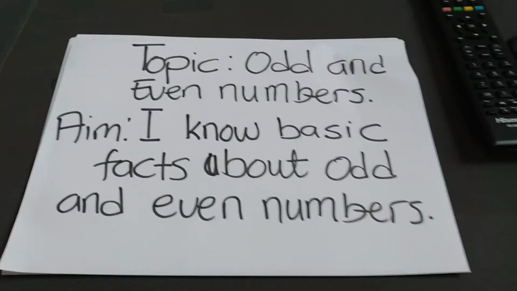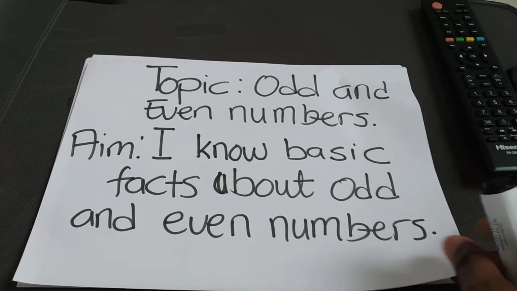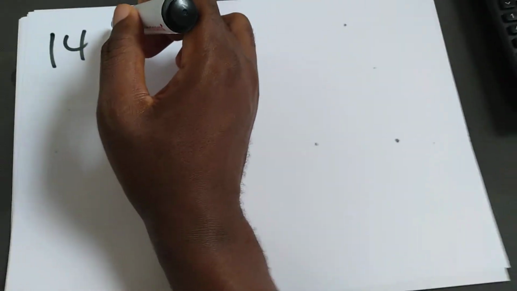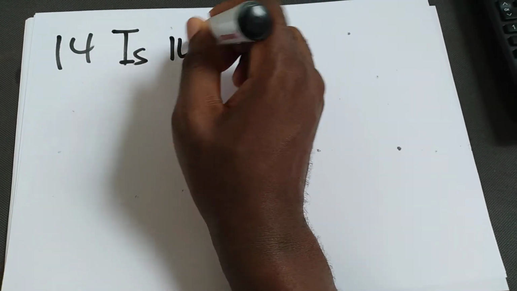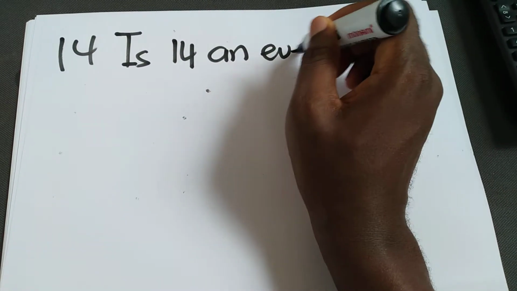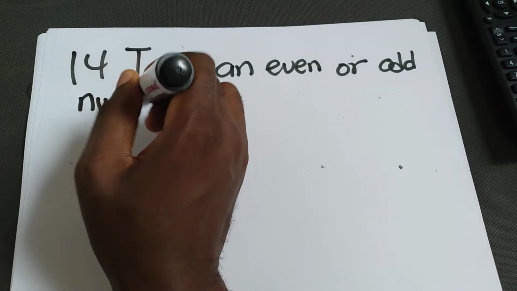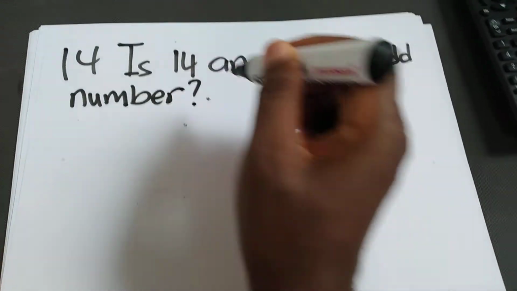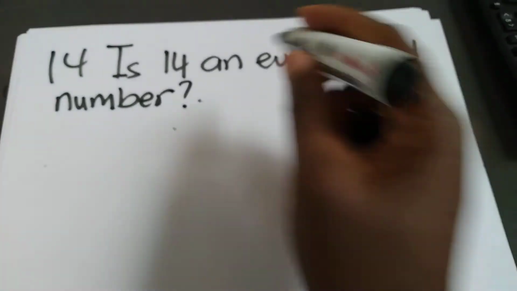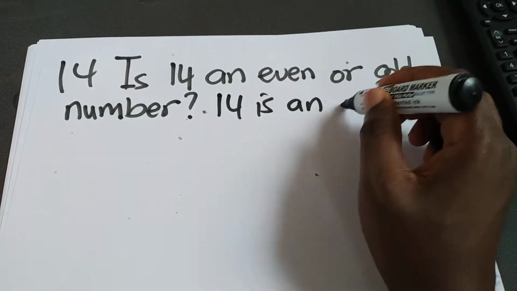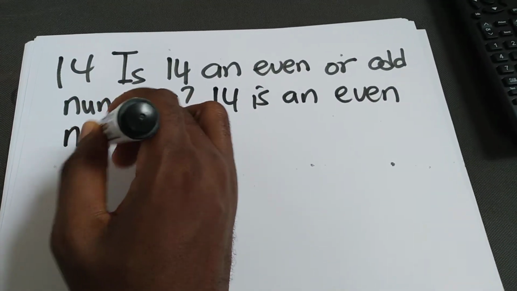Now, let's write down a number and find out whether it is an even number or an odd number. So let's say 14. Now the question is, is 14 an even or odd number? Is 14 an even or odd number? The answer is very obvious. 14 is an even number.